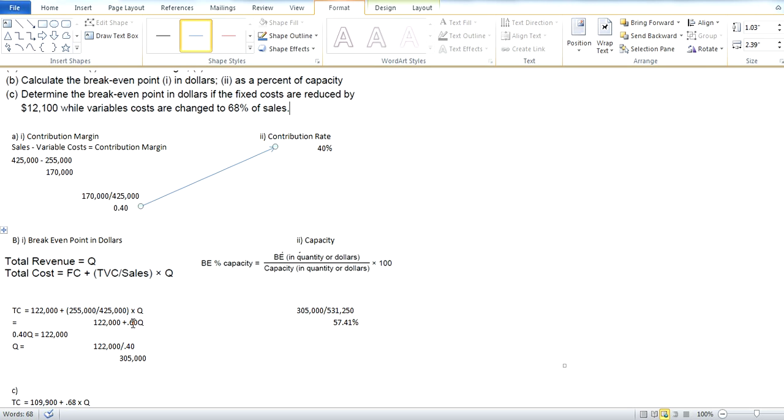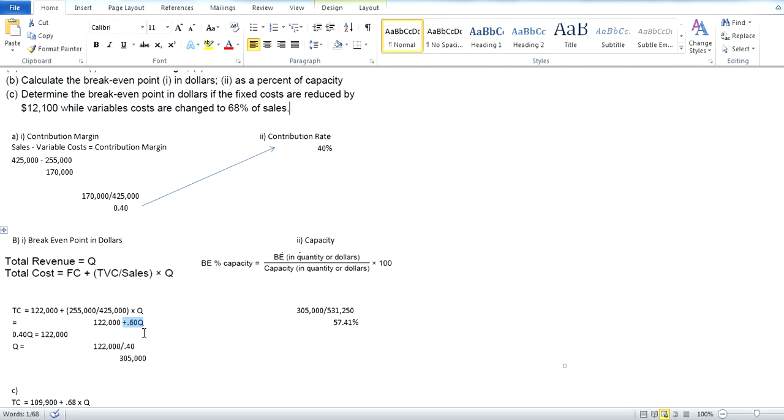We need to move the 0.60Q to the left, so we do so. Remember, there's an imaginary 1 on the left side, so 1 minus 0.60 leaves you with 0.40. 0.40Q equals 122,000. Solving for Q, we divide 122,000 by 0.40, and we get $305,000. Okay, we need to sell $305,000 worth of units in order to break even.